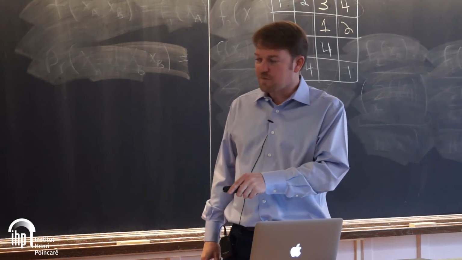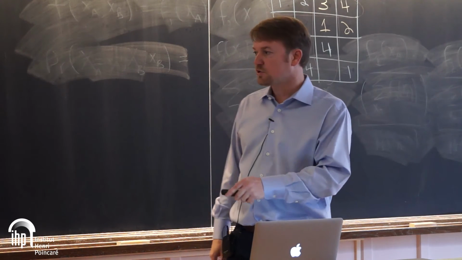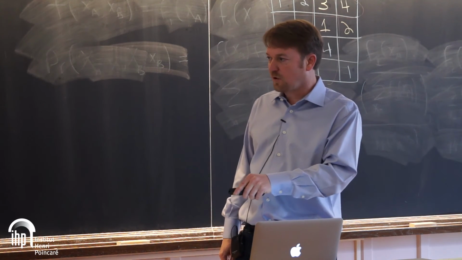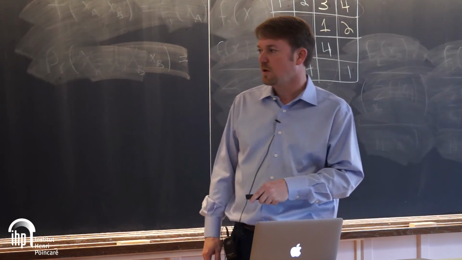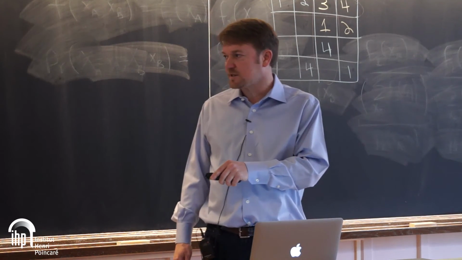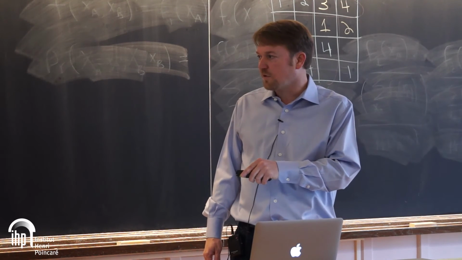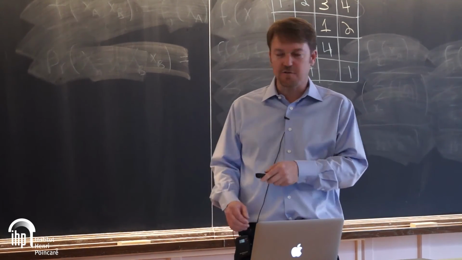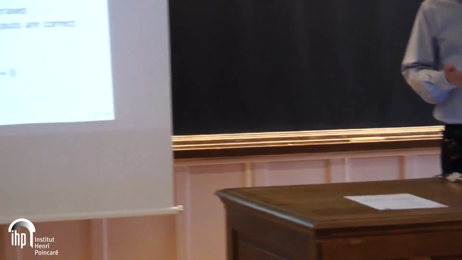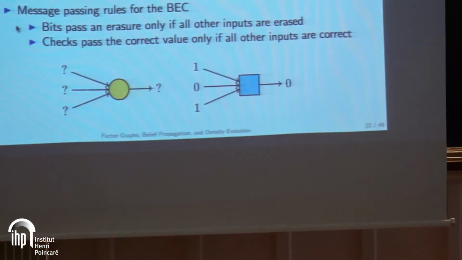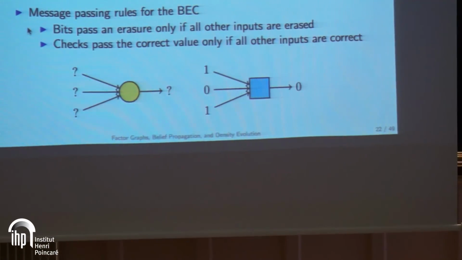So if you tell me one of the values, I know all the values. So the only way I'm going to output an erasure is if all the incoming messages are erasures. I can't determine the output. For checks, checks pass the correct value only if all other inputs are correct. So if all of one side is correct, then I know the sum modulo 2 is 0, and I can compute this last guy. Okay?